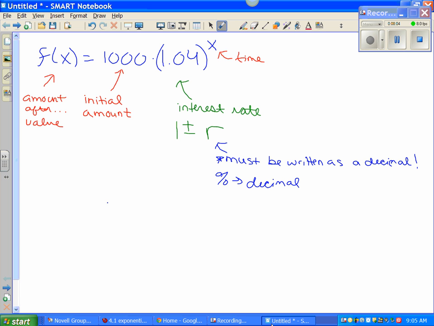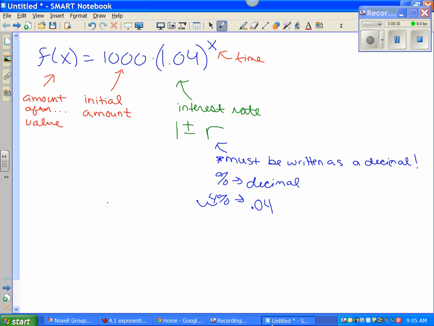So let's do an example of that. 4%. That is 0.04. Move that decimal 2 places to the left. Okay, it starts here, 1, 2. 2 places. Got it? All right, 0.04, from percent to decimal.